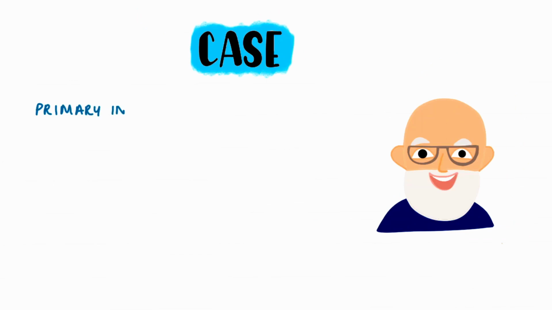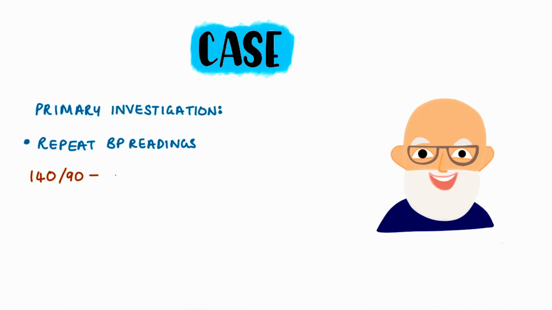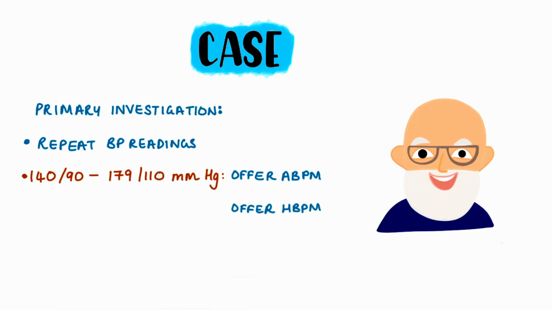So the primary investigation for a patient like this would be to check their blood pressure again. And if the value lies between 140 over 90 to 179 over 110 millimeters of mercury, then we would offer an ambulatory blood pressure monitor. So this is just a device that the patient would have in order to measure their blood pressure over a period of 24 hours. However, if this is not tolerated by the patient, or if they are unable to have the device, then we would offer home blood pressure monitoring.